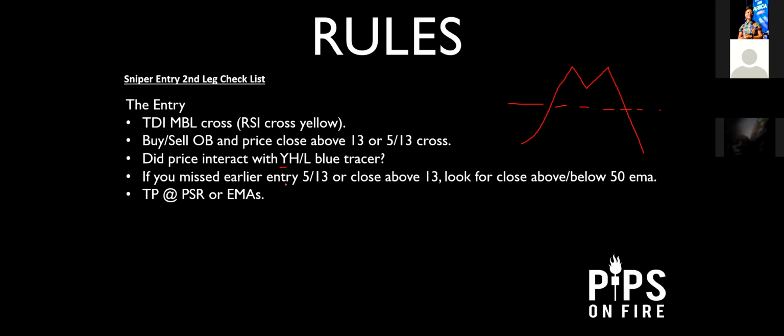And as I shared earlier, if you missed this earlier entry, this sniper entry, or this close above the 13, then look for price to close above or below the 50 EMA, depending on which way you're going with the trend, okay? And then your TPs, I mark my charts and I'll show you. I use the psychological support and resistance and the EMAs, and those are where I pretty much gauge where I'm going to take my profits, okay?